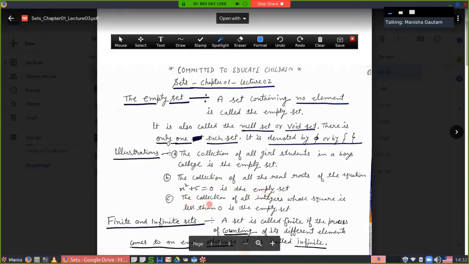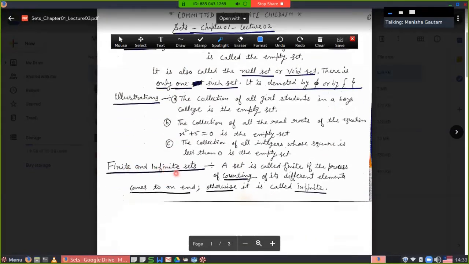Third example, the collection of all the integers whose square is less than 0 is the empty set. Square of every number is positive, and numbers less than 0 are all negative numbers. So there is no number whose square is less than 0. So this is an empty set. These are the examples of empty set. You can take any other example also. So you can collect 2 or 3 examples further for this set to understand the topic empty set.